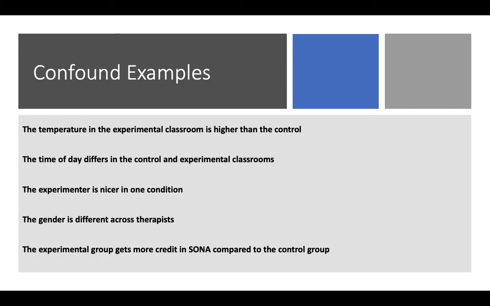So we want to control as many of these things as possible. We want to make sure the temperature is the same in the classrooms, as well as the time of day that the study is administered. You want to make sure that the experimenter is equally nice in both conditions. Perhaps you want to make the gender consistent across therapists. And we always want to make sure that all participants, both in experimental and control groups, are getting the same amount of SONA credit for their participation.